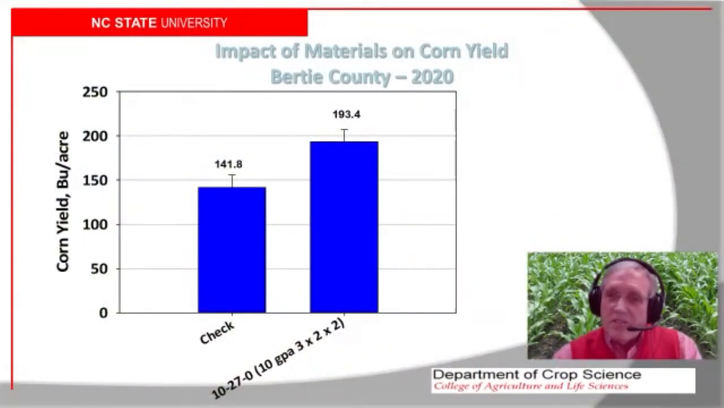And here's what that difference was. There was a 50 bushel difference between those treatments in Bertie County in 2020, and this is not the only time I've seen this kind of huge difference between no starter and a starter applied.